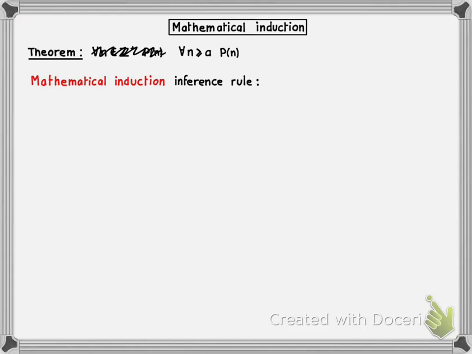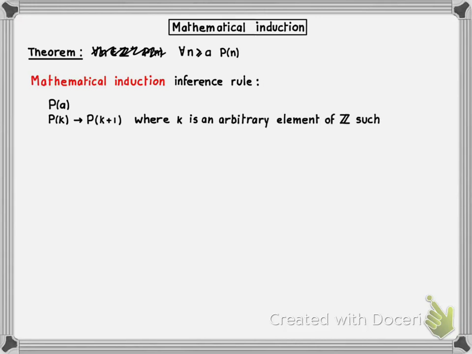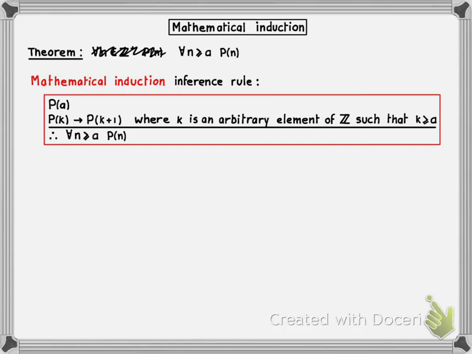For example, we can change the first premise to P of a instead of P of 1. And then in the second premise, P of k implies P of k plus 1 must be true when k is an arbitrary integer greater than or equal to a. If these two premises are true, then we can infer that for all n greater than or equal to a, P of n is true. And that is a more general version of the inference rule for mathematical induction.